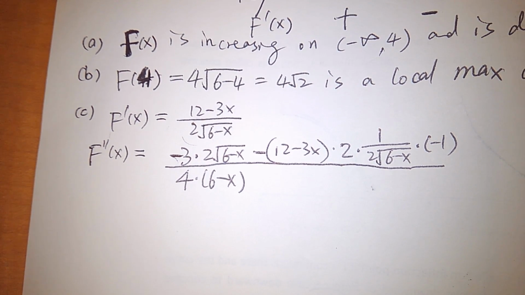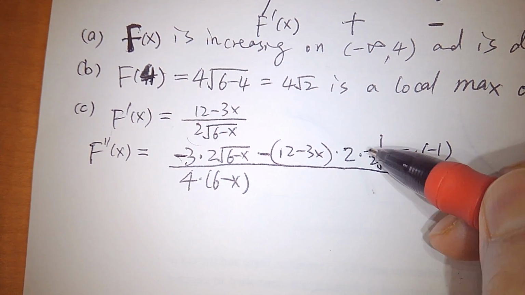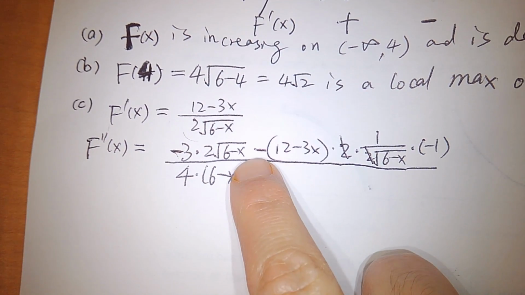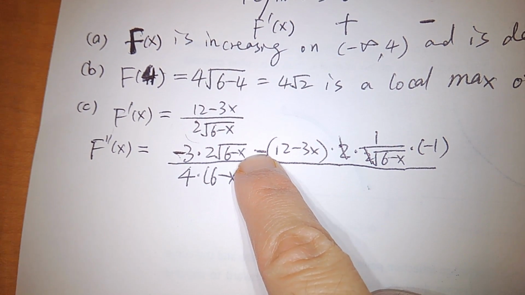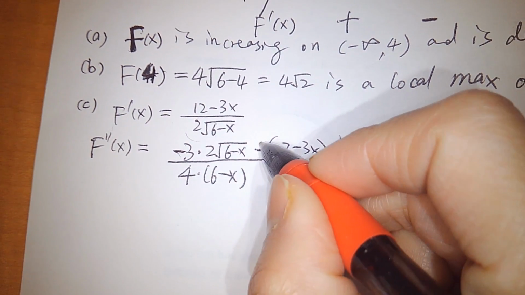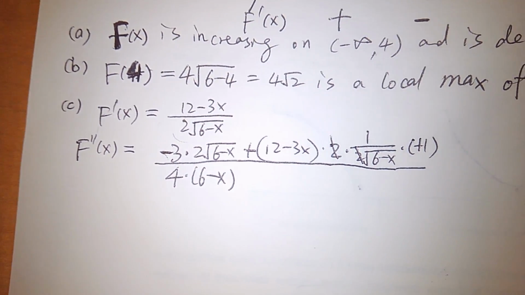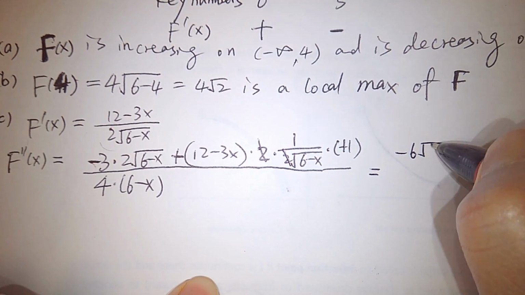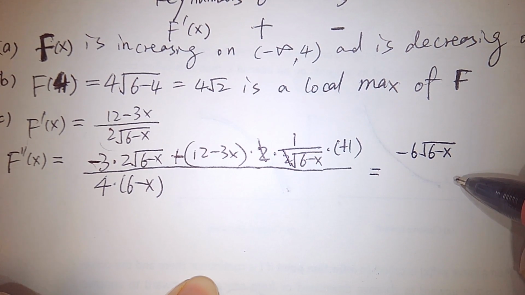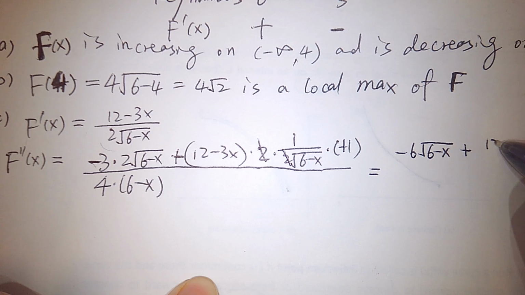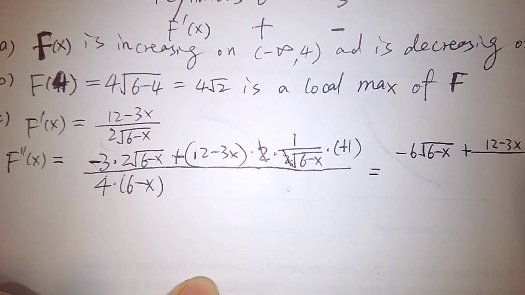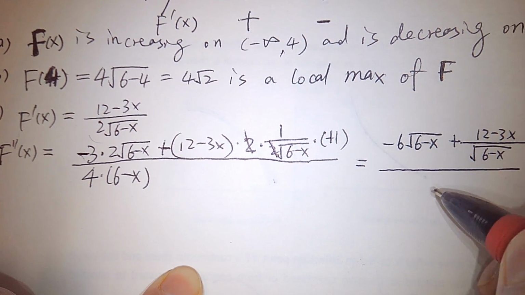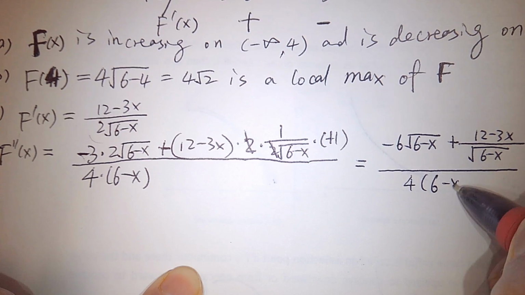You guys good? Alright, let's simplify. This 2 and this 1/2 cancel out. This negative 1 and this negative sign can be offset, right? So I'm changing it here. Let's see what we have. We should have a negative 6 square root of 6 minus x, plus 12 minus 3x, divided by 4 times 6 minus x.